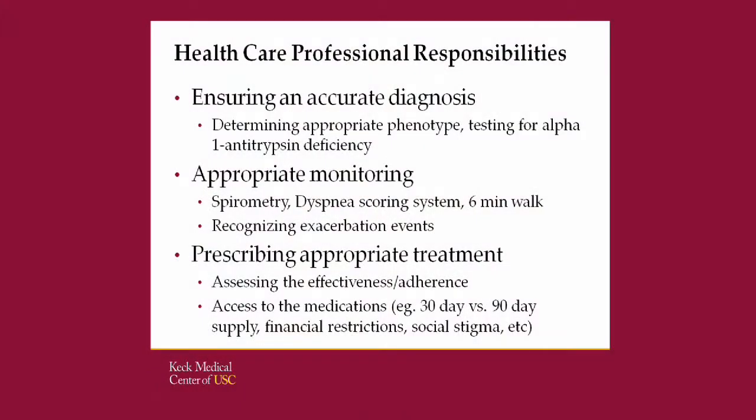Healthcare responsibilities: you want to ensure an accurate diagnosis, so we talked about the phenotypic aspects, the testing for alpha-1, and appropriate monitoring, spirometry, dyspnea scoring systems. But prescribing the appropriate treatment is also going to be really important, and that's going to be based on assessing the effectiveness or adherence and access to the medications. It's a 30-day supply versus 90-day supply. That makes a big difference for some individuals. Financial restrictions and social stigma may prevent them from being optimized on their therapies.